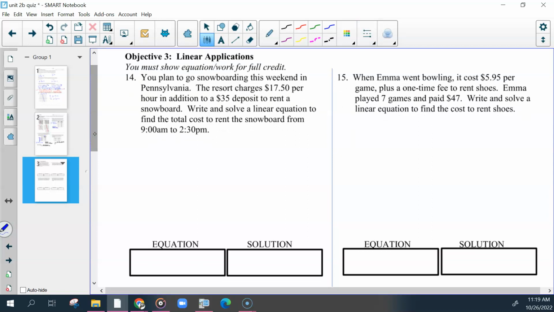So for number 14, anything that says the word per, that's going to be M. Plus two. Anything that is a one-time thing, like you're only paying for this once, you're only charged for this once, that is your fee. And then if you're given M and B, then you're just looking for X and Y. So if you're not sure which is which, you can ask yourself, does cost depend on hours or does hours depend on cost? Whichever depends on the other. Cost depends on time. That would be your Y.